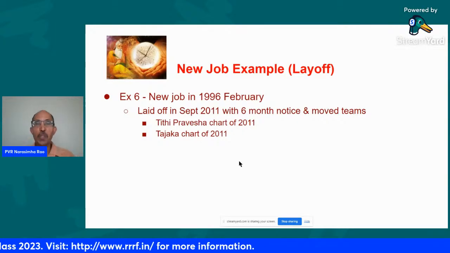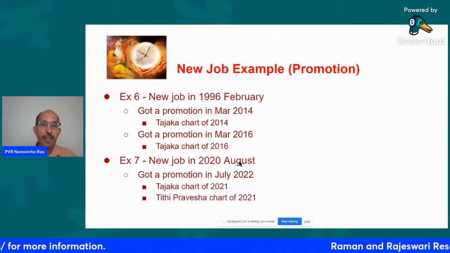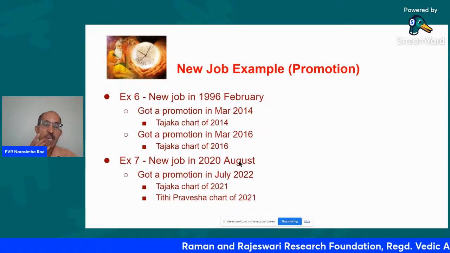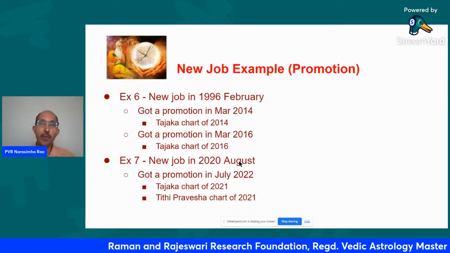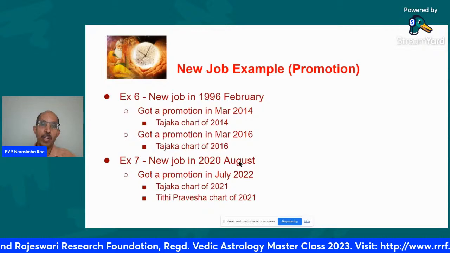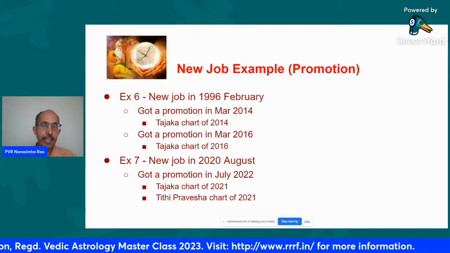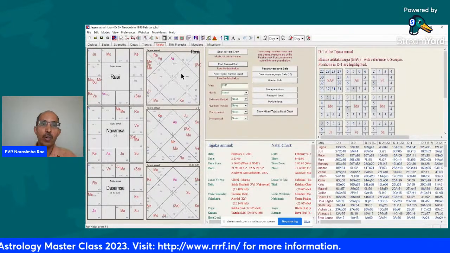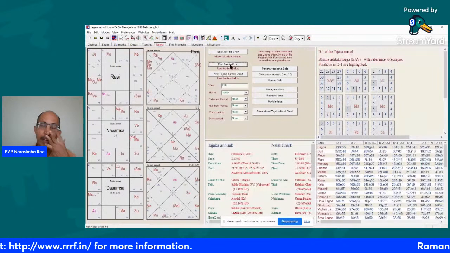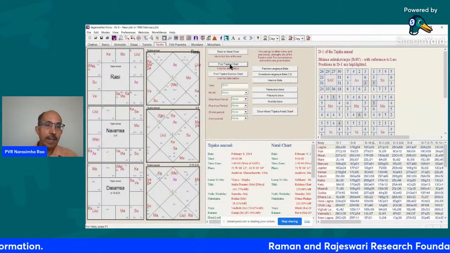Now let us look at positive things. We looked at layoffs. So let us look at promotions. With the same chart that we are looking at, he got a promotion in March 2014 and March 2016. So let us look at the Tajika charts of 2014 and 2016. So, the Tajika chart of 2014. A couple of years after he moved to a different team, he got a promotion.